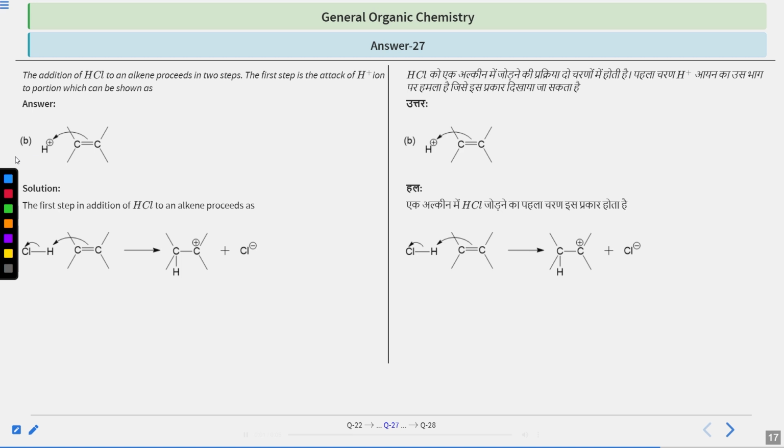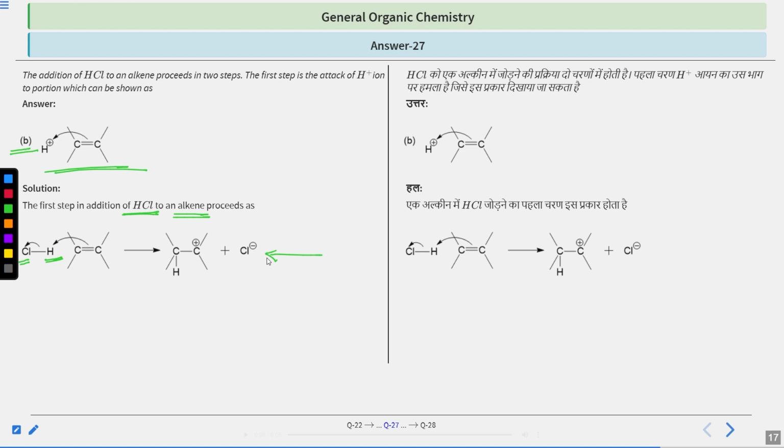Let's see the answer. So the correct answer is option B. That is this. So the first step in addition of HCl to the alkene proceeds as we have HCl, which produces H positive and Cl negative. Basically this bond is going to break, giving us Cl negative and H positive, and then this C double bond C is going to stabilize this H positive. That means the H is going to connect with this carbon here, and one carbon will become a carbocation, plus Cl negative we will get.